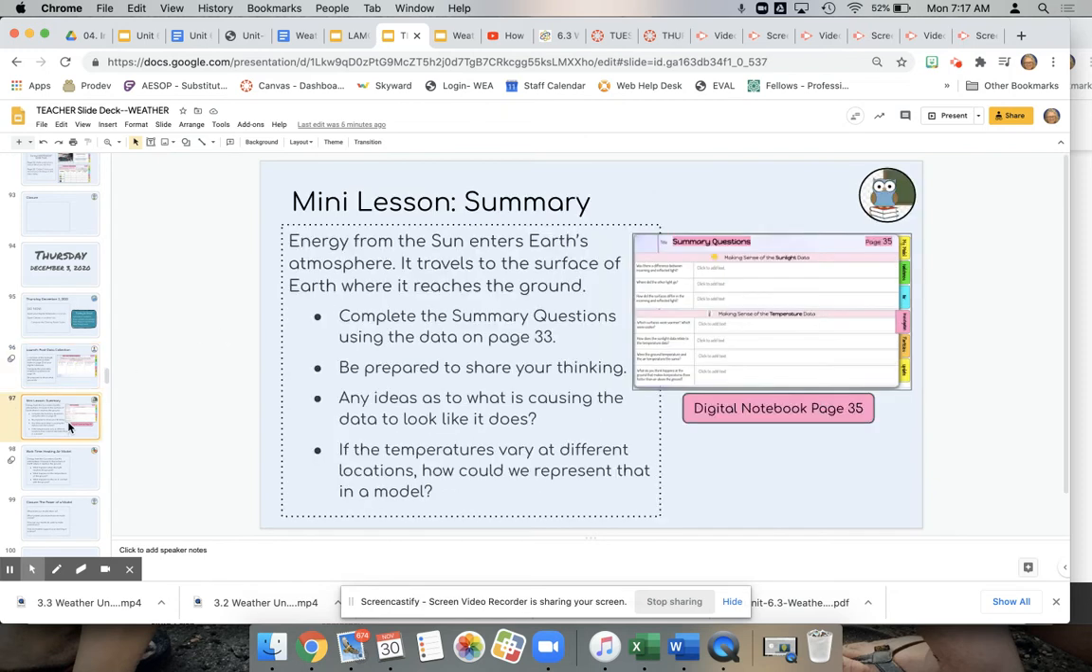Once that is done, we'll bring our students back together and think about energy as it relates to the sun and light, and then how that might be related to what's going on with the temperature. So what's the connection between the light energy and the heat energy? Students are going to be completing page 35 and then coming back and talking about these ideas as a whole class. So thinking about if the temperatures vary at different locations, how could we represent that in a model?